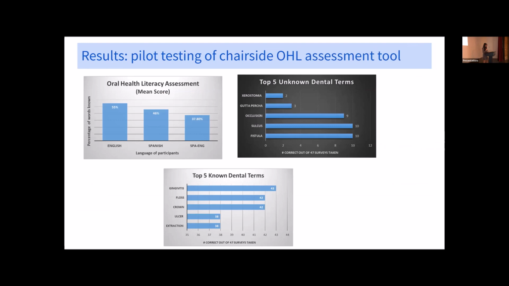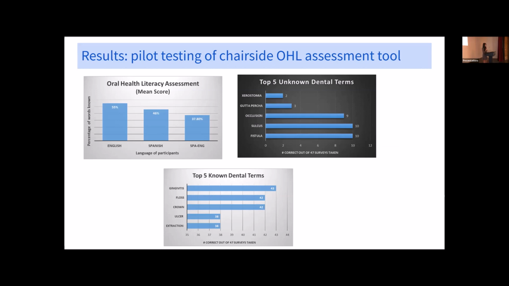The results of our pilot testing of the oral health assessment tools were interesting. We had in total 28 English-speaking patients, 10 Spanish-only speaking patients, and 4 bilingual patients that took the test. Their score was based on how many terms they got correct at the end of the pretest. The mean score for the English-only speaking patients was 55%, and the range was 0 to 43.